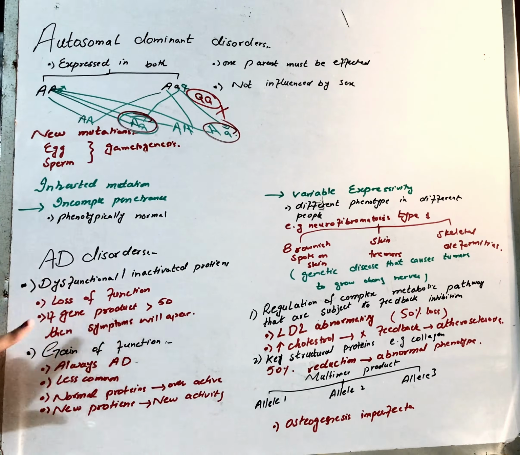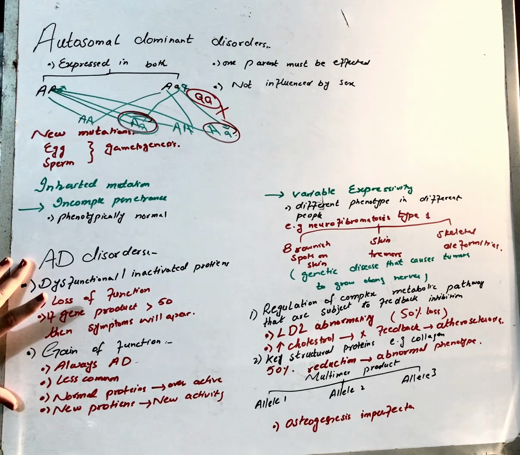The second thing is gain of function. Gain of function is less common. It is always autosomal dominant, a characteristic of autosomal dominant disorders. In some autosomal dominant disorders there can be gain of function, where the proteins can be overactive, or there can be proteins different from the original one, which have a new, enhanced activity. So this is the gain of function. These can be the two consequences of autosomal dominant disorders.